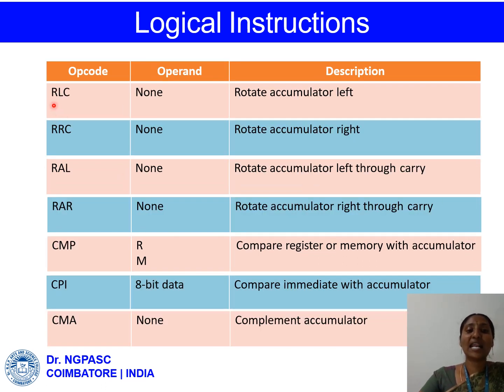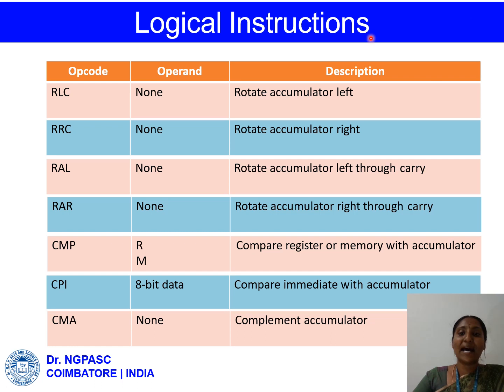Next one is RLC, rotate accumulator left. Here in the rotation we have bits D0 to D7. Bit D7 is placed in position D0 as well as in the carry flag. So RLC rotates the accumulator to the left. RRC rotates the accumulator right. RAL and RAR rotate the accumulator left and right through carry.